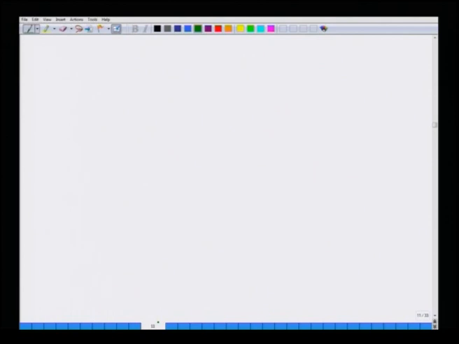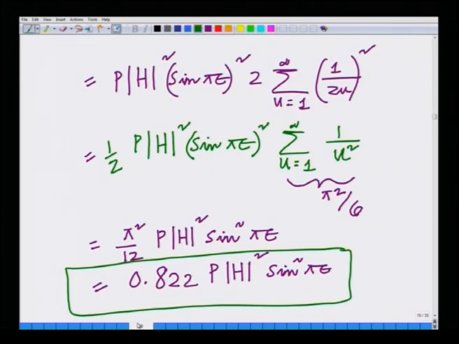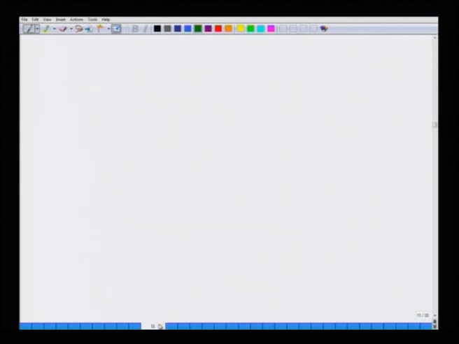Hence, now I can write the SINR. Hence, what we have done is we have again derived the expression for the interference power, which is 0.822 times P times norm h square sin square pi epsilon, and also you can observe as a sanity check, if epsilon equal to 0, this is 0, that is there is no intercarrier interference, and hence interference power is 0, which is what we expect. Hence, this is nothing but the SINR.